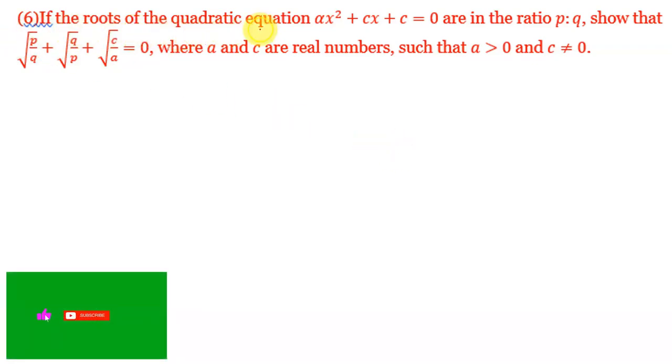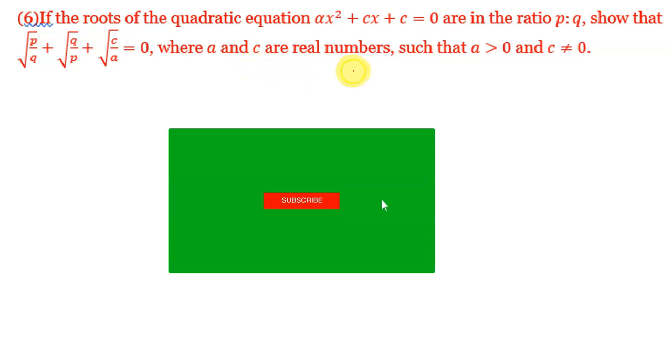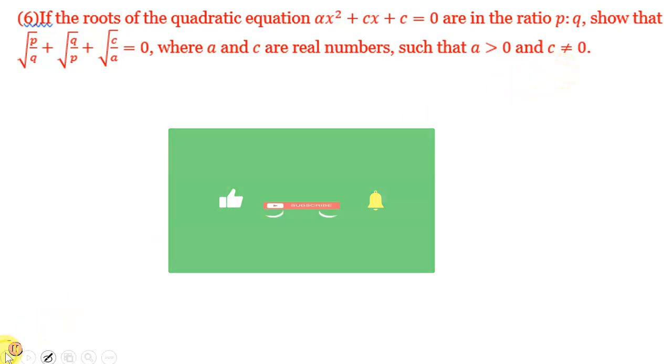If the roots of quadratic equation ax square plus cx plus c is equals to 0 are in the ratio p as to q, show that in root of p upon q plus in root of q upon p plus in root of c upon a is equals to 0, where a and c are real numbers such that a is positive and c is not equals to 0.